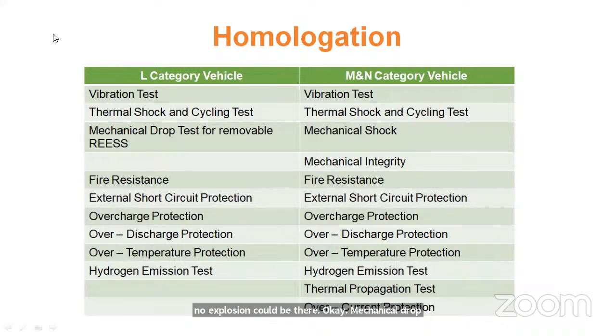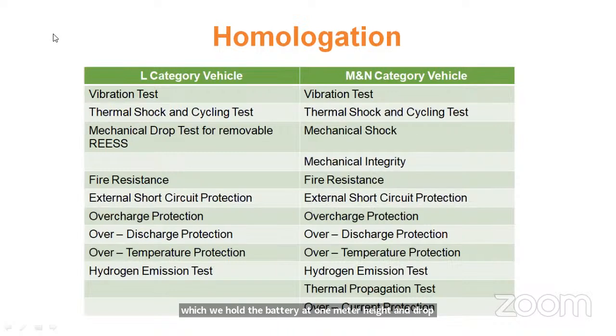Mechanical drop test. In mechanical drop test, what will be happening? This is for removable battery pack. In two-wheelers, mostly you see that the battery pack we can take out and take it home and charge it there, right? These possibilities are there. So for removable battery, there is a mechanical drop system in which we hold the battery at 1 meter height and drop it. So that is the mechanical drop test.